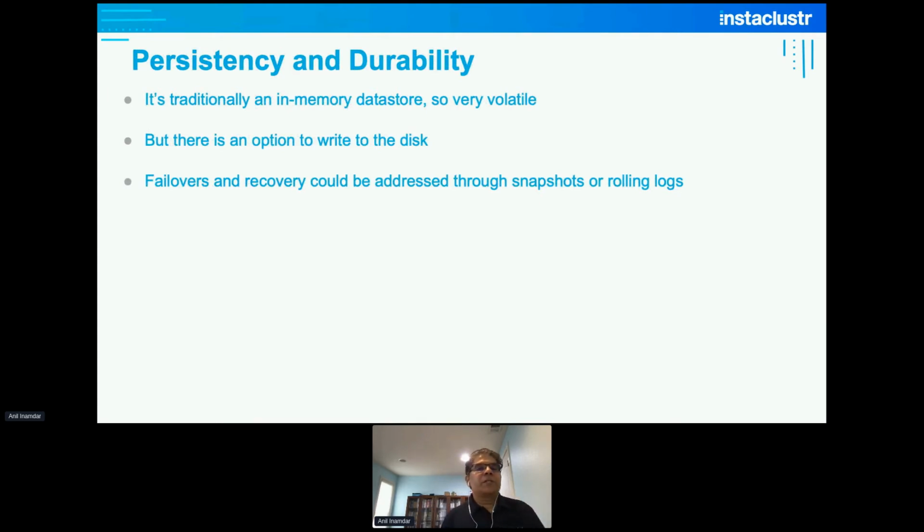Let's talk about persistency and durability. It's an in-memory data store, so obviously it's volatile. If the power goes out, you will lose your data. If the machine goes down, you will lose your data. But there are options to write to the disk, so failover and recovery could be addressed through snapshots and rolling logs.